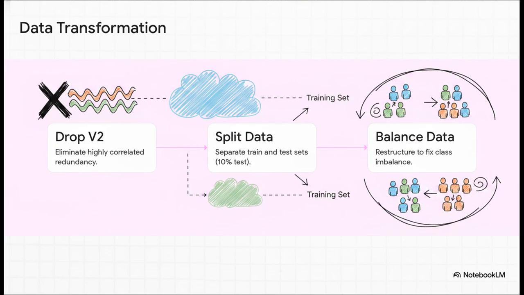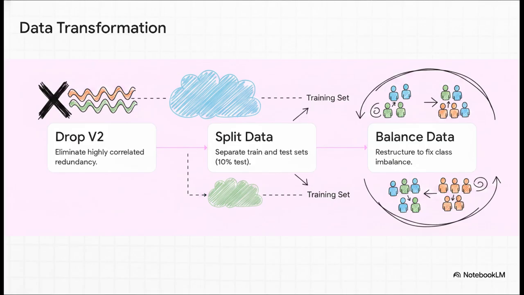So here's exactly what the researchers did to transform the data. Step 1. They just dropped feature V2 completely to eliminate that redundancy we just talked about. Step 2, they split the data into training and test sets, holding back a random 10% of the original unbalanced data to serve as a real-world test later on.